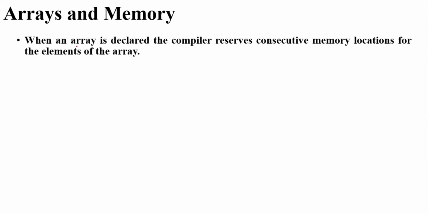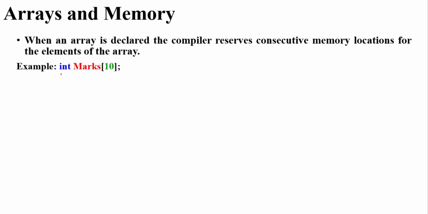Now, when an array is declared, the compiler reserves consecutive memory locations for the elements of the array. This is again an important concept. It is not that the memory will be allotted randomly throughout the memory locations. No, all the elements will be arranged in a consecutive manner when we declare an array.